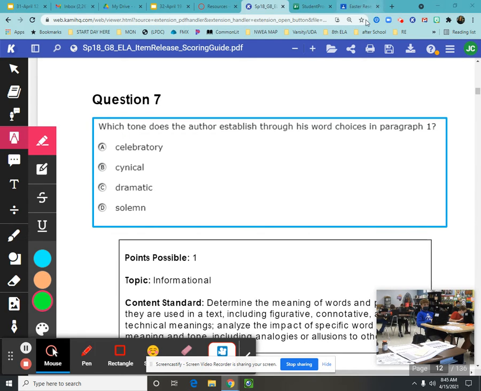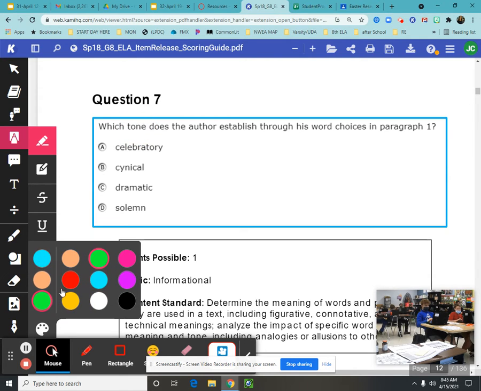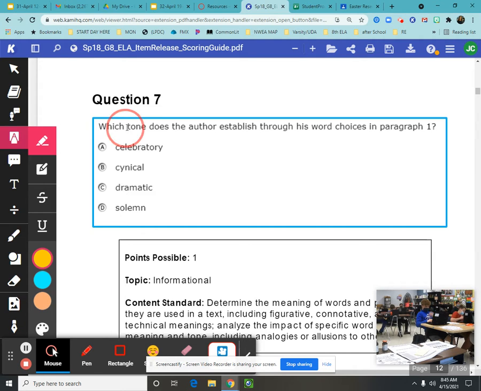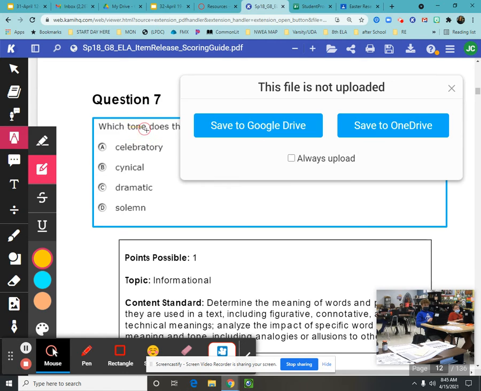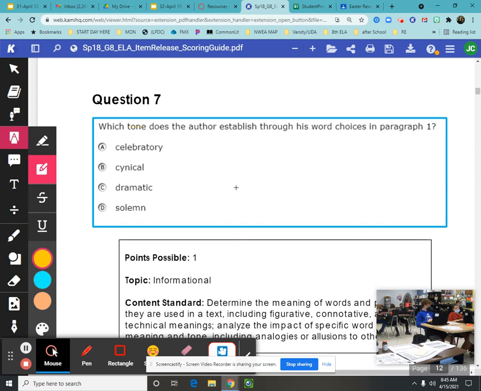So question 7, highlight it. What is that? Oh, that's my thing. Okay, never mind. Let me do that. So which tone? I can't highlight. Why can't I highlight? Did you do the thing? Box highlighter? You have to. Oh, forget it. I just won't do that.